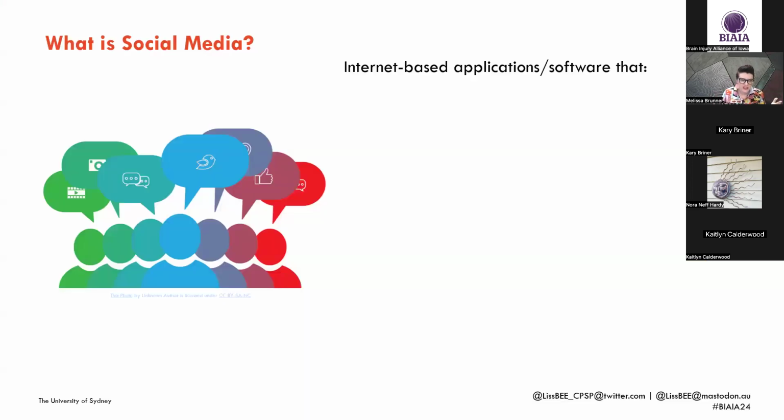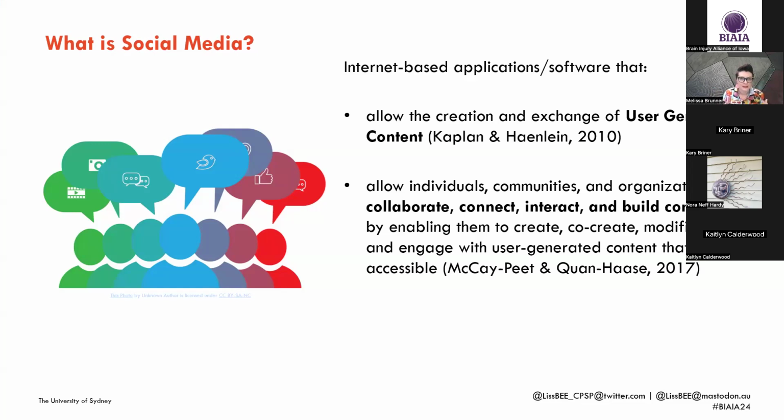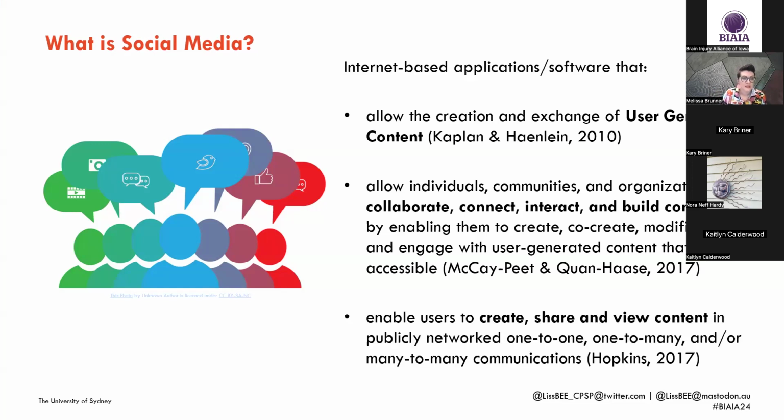So just what is social media? There's heaps of different definitions in the literature, but essentially social media are internet-based applications or software that lets people generate content, and it allows people to collaborate and connect and interact and build community online. And it means that people can share information and news and content with one another.